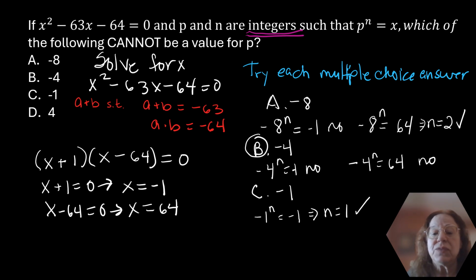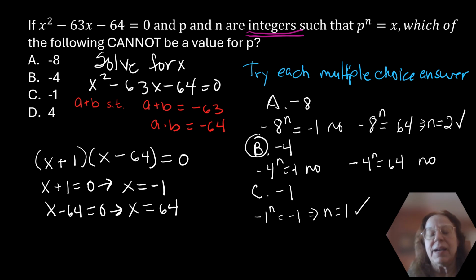Negative 4. Okay, so let's put negative 4 to the n. Can that equal negative 1? No, there's no positive n that will make that true. But negative 4 to the n equals 64. No positive integer n is going to make that true. So we know we can stop right here and say, okay, b is the answer.